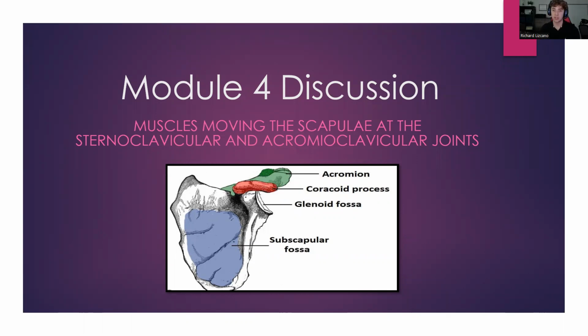It basically occurs at the AC joint, which is the acromioclavicular, where the scapula meets the clavicle, and the sternoclavicular joints, which is where the clavicle connects to the sternum. And elevation would look something like this.